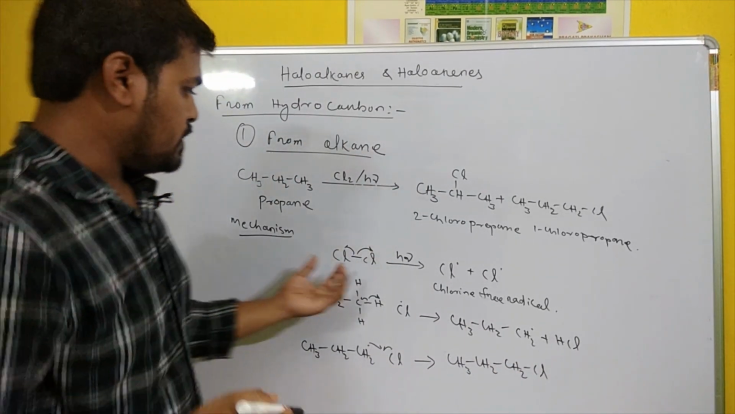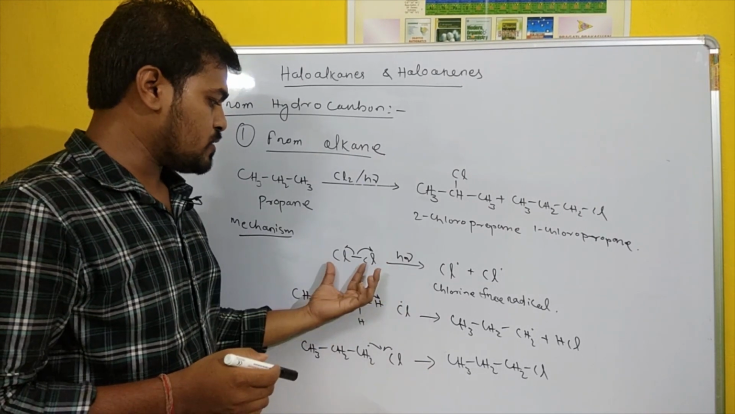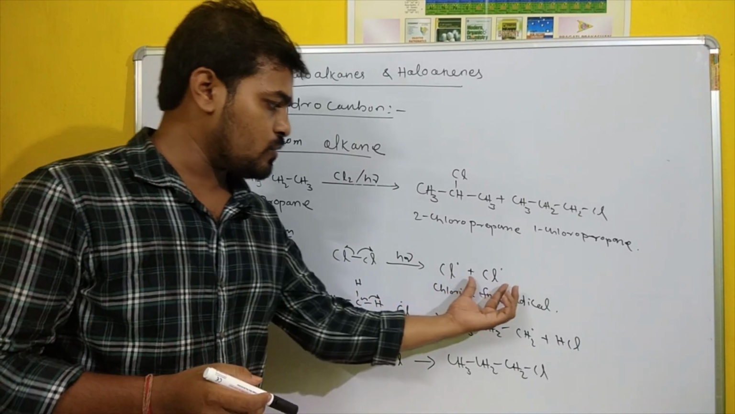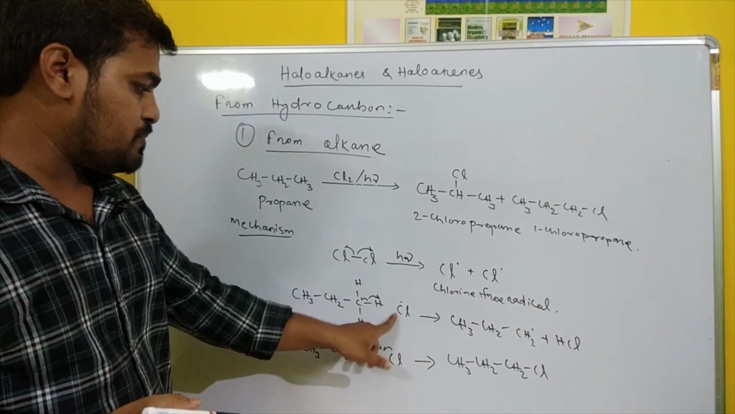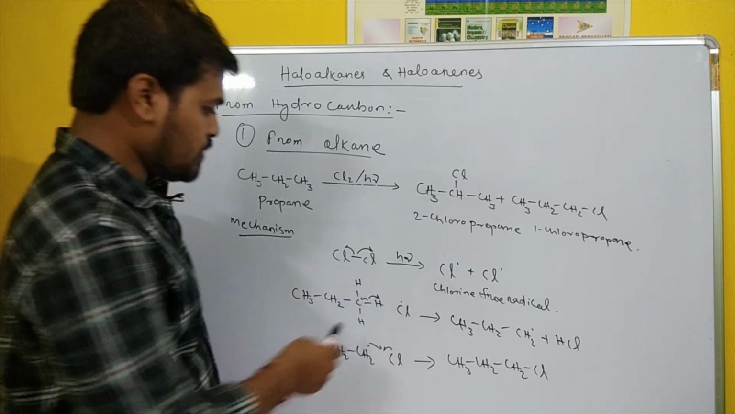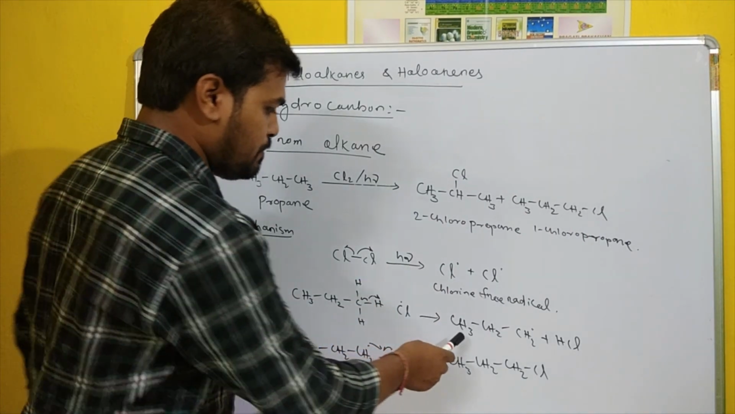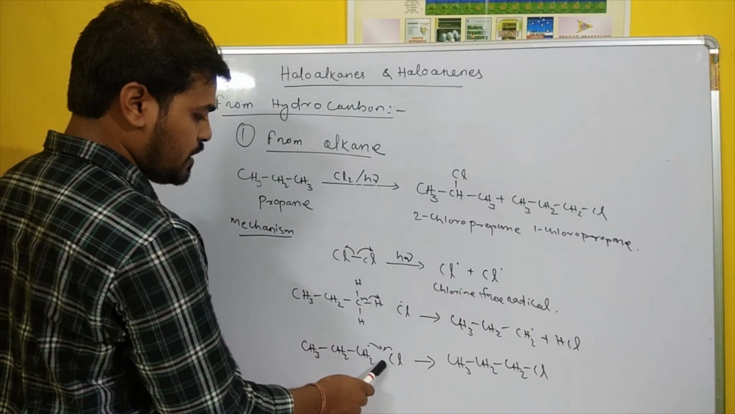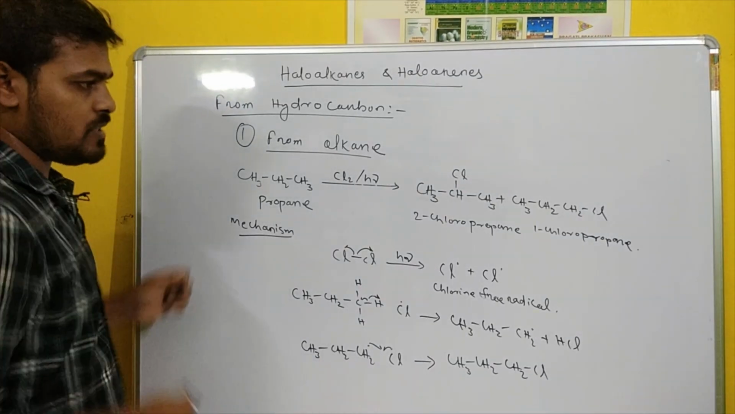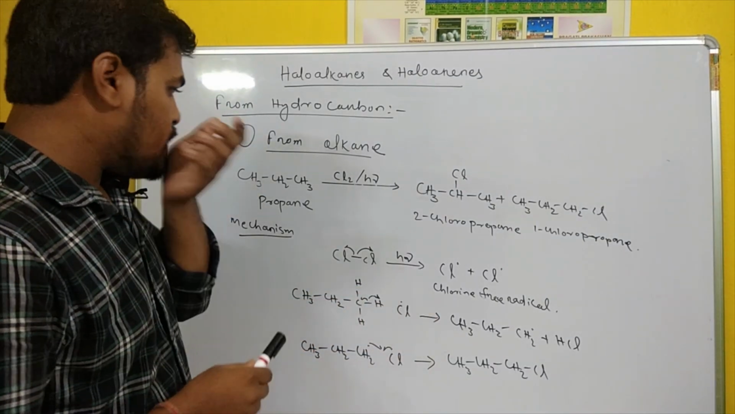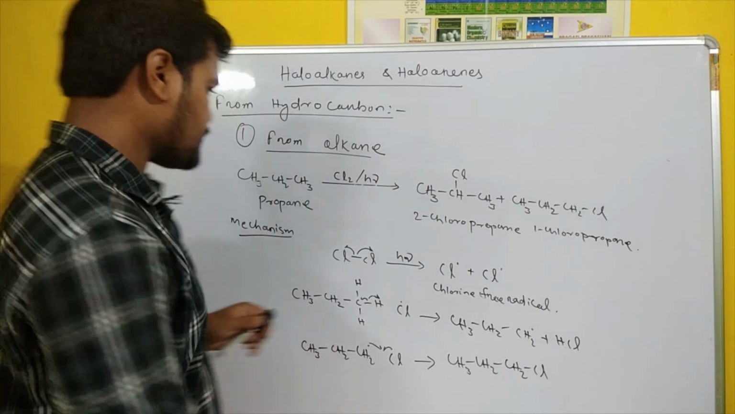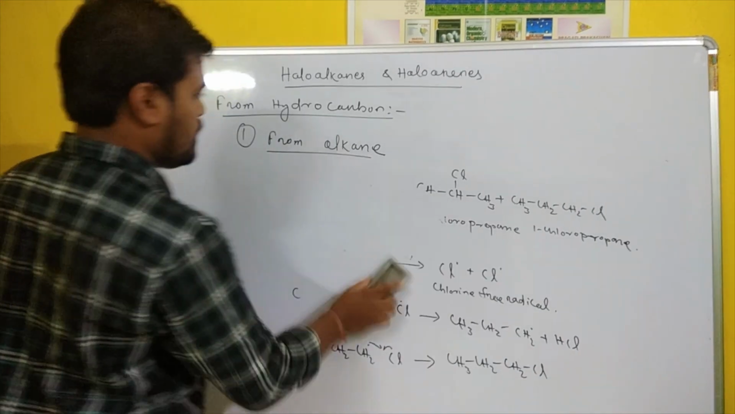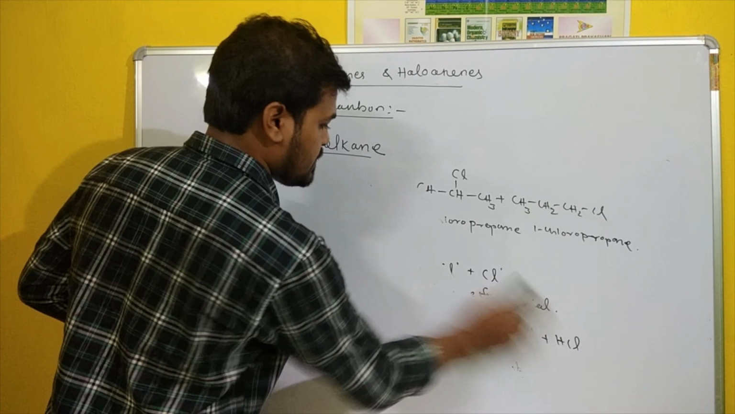Again I have to say, in presence of light, this chlorine bond breaks homolytically. So one chlorine free radical and another chlorine free radical are formed, and one chlorine free radical attacks one hydrogen atom and a propyl free radical is formed. That propyl free radical reacts with another chlorine free radical and makes a compound named 1-chloropropane. In the same way, 2-chloropropane can also be prepared. This is from alkane.